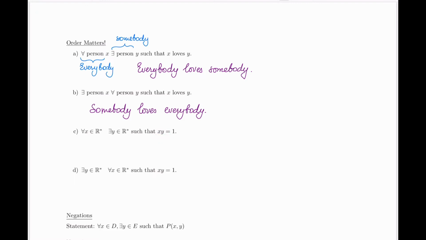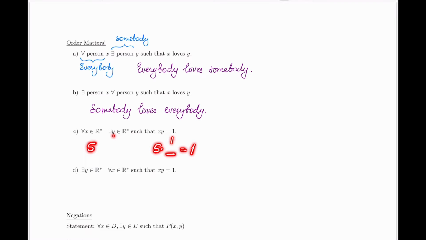So here we have universal followed by existential. For all x's in real numbers, so for any real number x, there exists a number y, so that x times y equals 1. So you get to pick an x, except for 0, you can't pick 0, but no matter what x you pick, let's say you pick 5, I will be able to find y such that your x times my y is equal to 1.